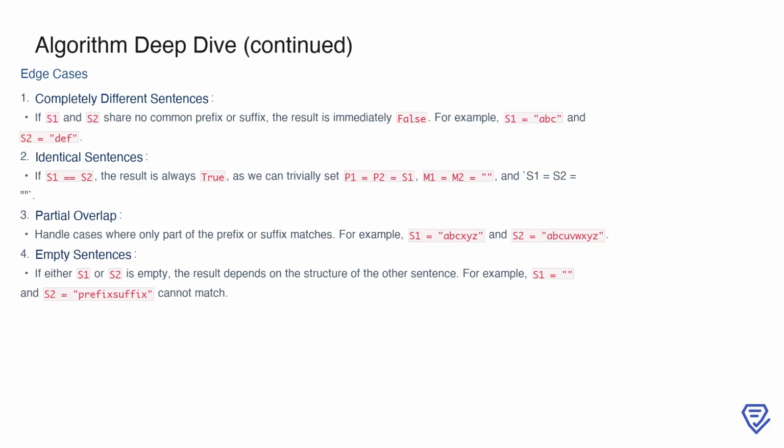Partial overlap is another edge case, where only part of the prefix or suffix matches. For instance, if S1 equals abxis and S2 equals abkavwas, we need to carefully evaluate the boundaries to determine a valid split. Lastly, we handle empty sentences. If either S1 or S2 is empty, the result depends on the structure of the other sentence. For example, if S1 is empty and S2 equals prefix-affix, there's no way to align the two, so the result is false. Considering these edge cases helps ensure the algorithm handles all possible inputs correctly.